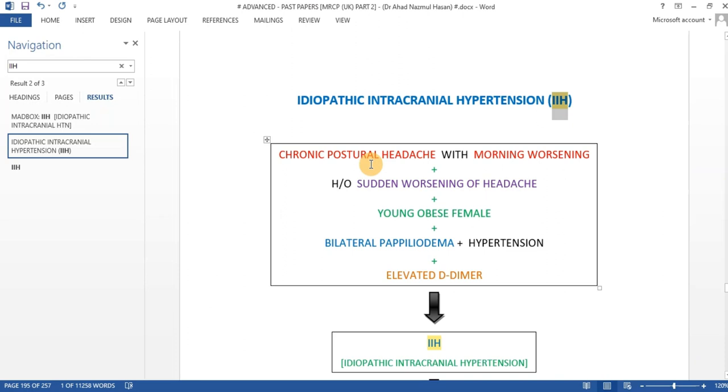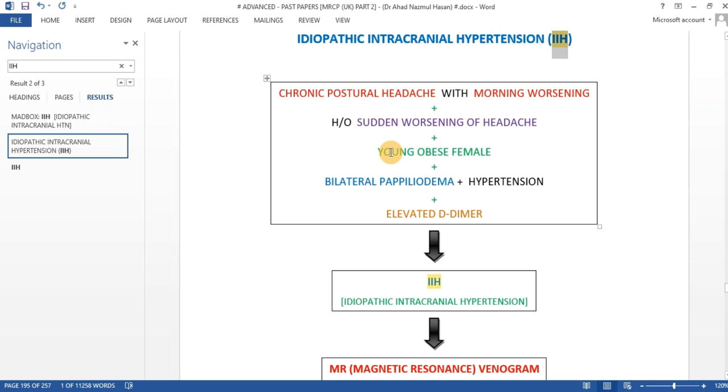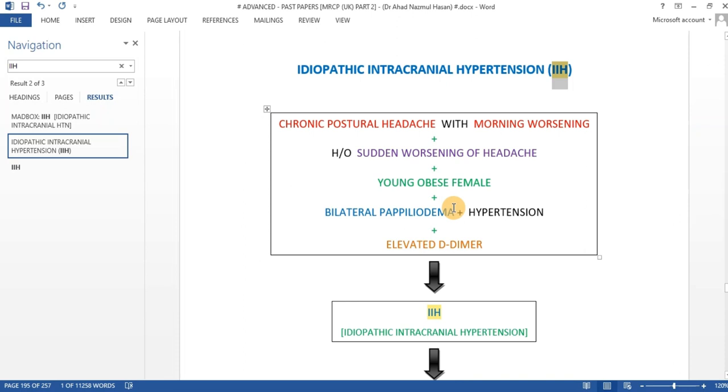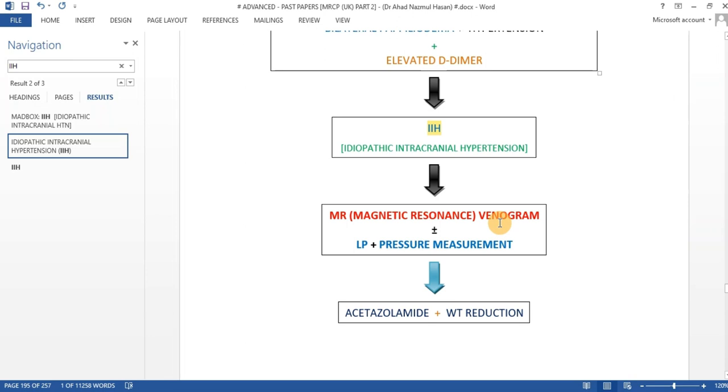So chronic postural headache with morning worsening, with history of sudden worsening of the headache, usually in the young obese female with bilateral papilloedema, hypertension. So papilloedema will always be present in IIH, and papilloedema would be absent in normal pressure hydrocephalus. The MR venogram, with or without LP and pressure measurement, is the investigation of choice. Weight reduction is the mainstay of the treatment, and we should also add acetazolamide, a carbonic anhydrase inhibitor, along with weight reduction.